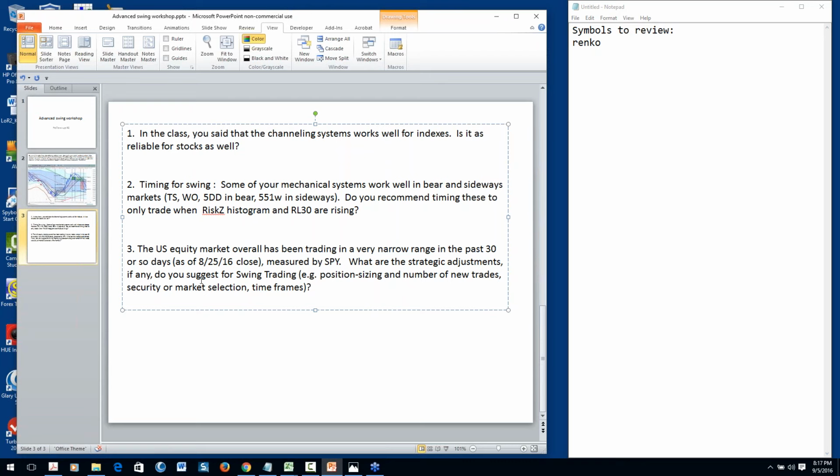With the following provision: in the bull market, I think you can trade those symbols without necessarily looking at the RL30 or the risk Z. The fact that we're in a bull market makes it favorable. But as soon as you get into sideways and bear, then I like to see the risk Z going in my favor and certainly the RL30 going in my favor in order to get in on the long side.